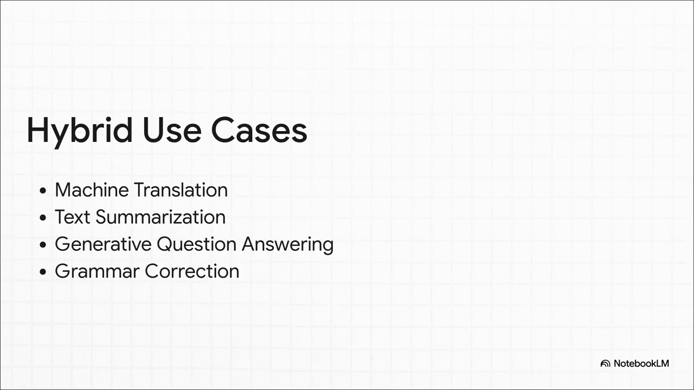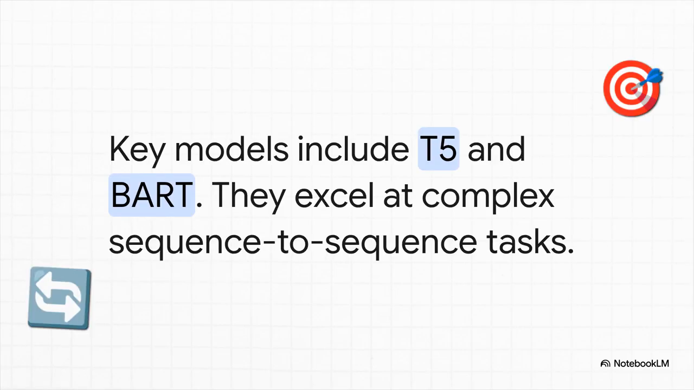And this two-step process makes it perfect for any task that's about transformation. Think about it. To translate a sentence from English to Spanish, you first have to deeply understand the English sentence. That's the encoder's job. Then you have to generate a whole new sentence in Spanish. That's the decoder's job. It's the same logic for summarizing an article or fixing your grammar. And your classic models for this are things like T5 and BERT. They are the absolute workhorses of this hybrid architecture, and they excel at these complex sequence-to-sequence tasks.